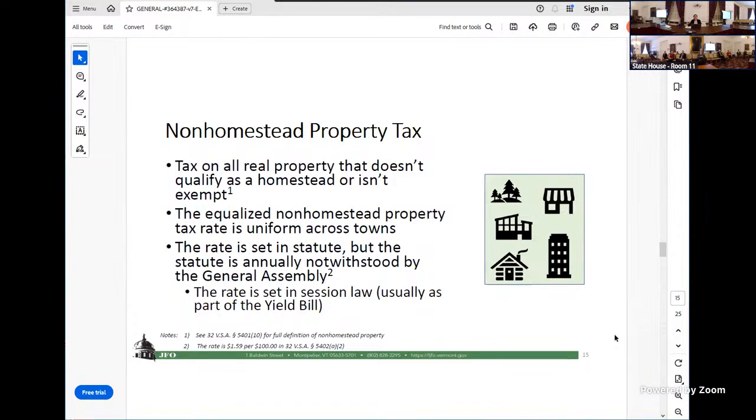So moving into the two classifications of property, starting with non-homestead property. And this is that bucket of everything that's not a homestead. So non-homestead property receives a uniform tax rate. This is also set annually by the legislature in the yield bill. It's a policy choice. And it's applied to businesses, second homes, apartments, deer camp. And it's a uniform rate regardless of what that property is.